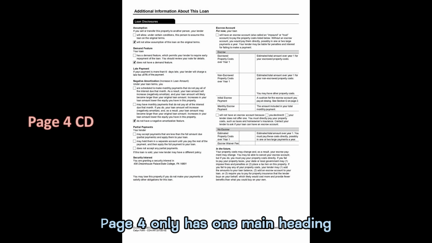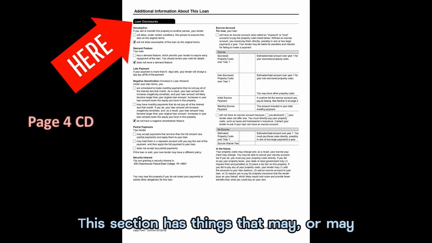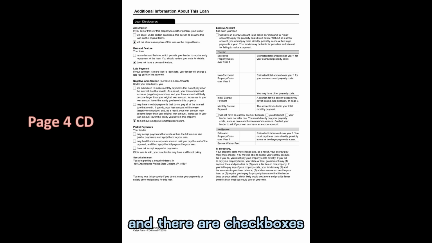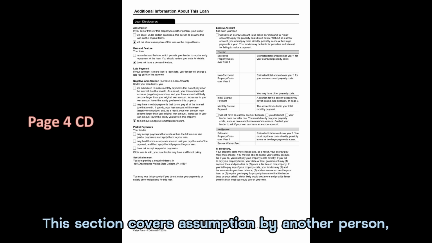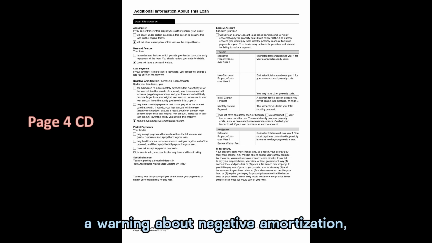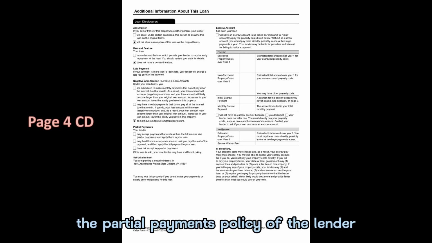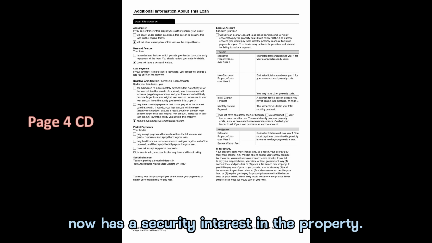Page 4 only has one main heading, and it is about loan disclosures. This section has things that may or may not apply to your loan, and there are checkboxes for anything that is applicable or not. This section covers assumption by another person, a demand feature if there could be required early repayment, late payment information, a warning about negative amortization, the partial payments policy of the lender, and a disclaimer that the lender now has a security interest in the property.